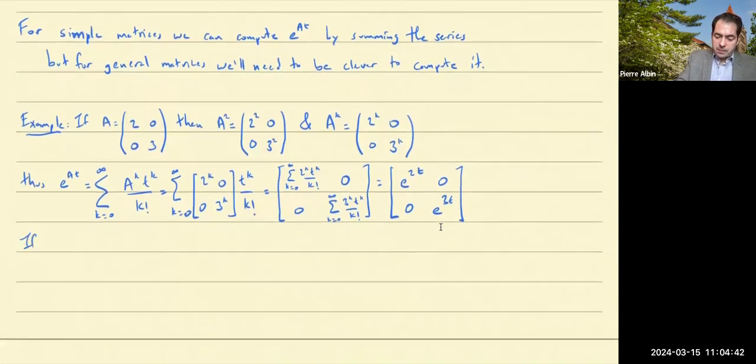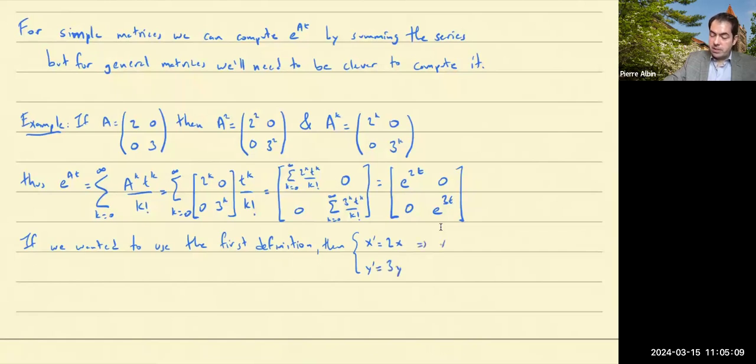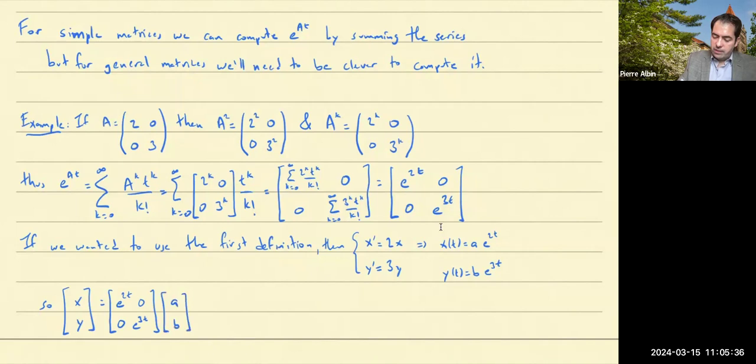Okay, if we wanted to use the first definition, then notice that for this matrix, the system of linear equations you're looking at would just be x prime equals 2x, y prime equals 3y, right, which is immediate to solve. That's x of t is equal to some constant times e to the 2t, and y of t is some constant times e to the 3t, right, which you can also express for the vector x, y as the matrix e to the 2t, 0, 0, e to the 3t times your vector of constants, a, b.